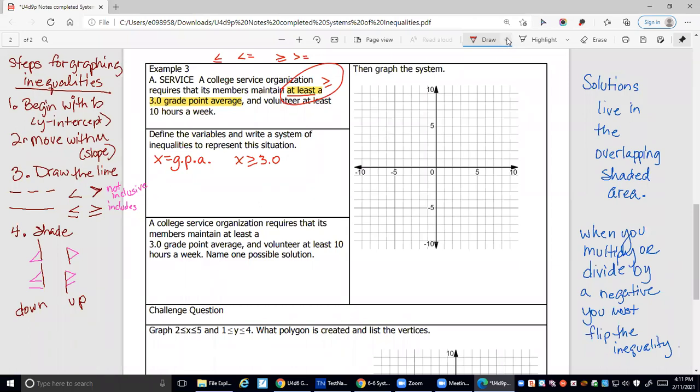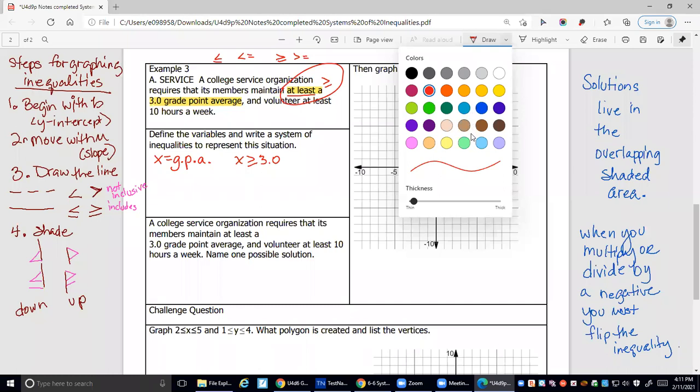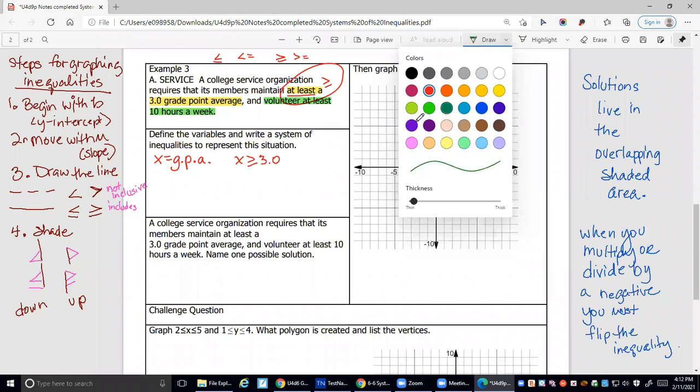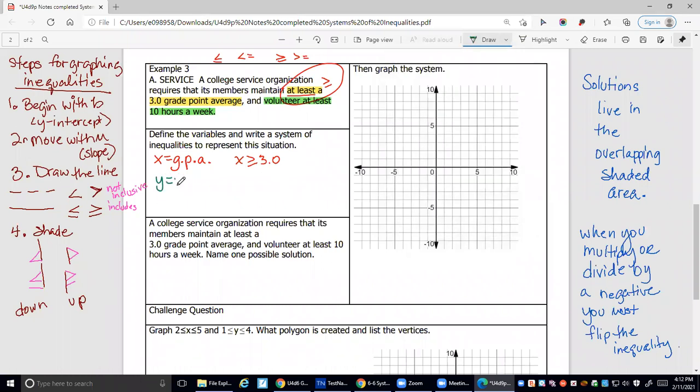All right, so knowing that, and I want to hear from more people that I didn't hear from before, I'm going to go ahead here and do this in green. I got another little sentence here that says, volunteer at least 10 hours a week. And I'm going to make Y equal the volunteer hours a week. Okay, so go ahead real quick, type in that inequality. All right, very nice. Y'all got it. Y is greater than or equal to 10.